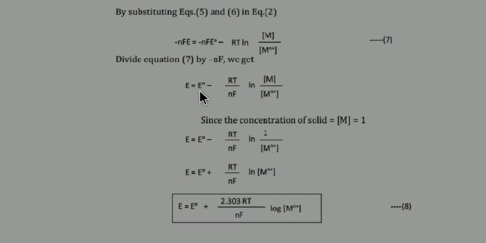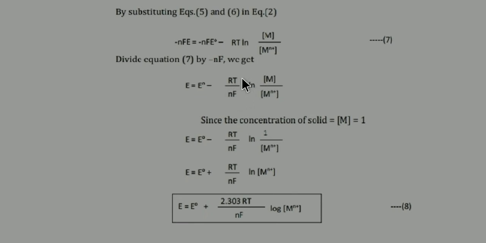So you have only the E naught value, and this is minus and minus, that becomes positive. And here it is actually a plus value. Please consider this is plus, and you are dividing this whole term by minus nF. At that time the sign changes, it is plus and here it is minus. So that is RT by nF ln M by Mn+, because you don't have any nF term in this last term, so that's what comes in the denominator.